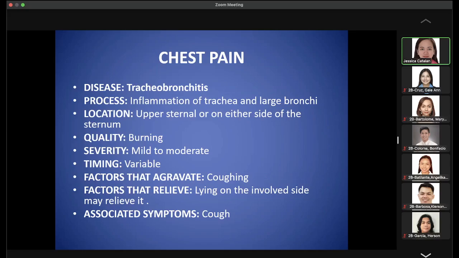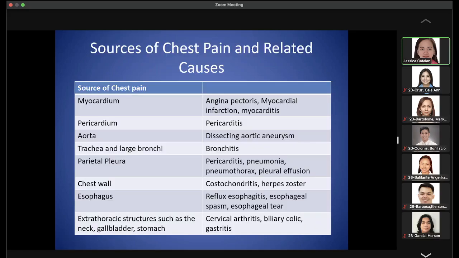And the factor that aggravates is coughing. So pag persistent ang coughing, sumasakit talaga. Okay? So usually, it is associated with cough. So these are other sources of chest pain. So usually kasi we attribute chest pain kapag parang sakit sa puso na, no? Pero there are many other manifestations for chest pain.